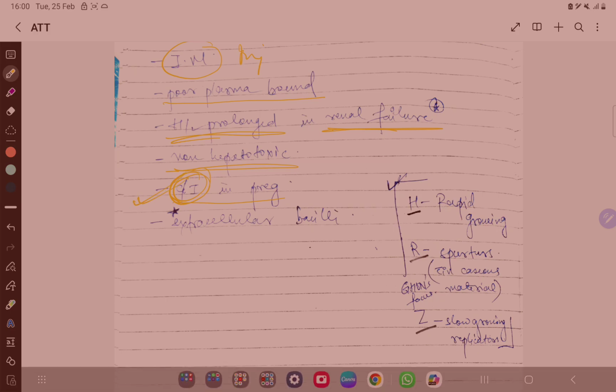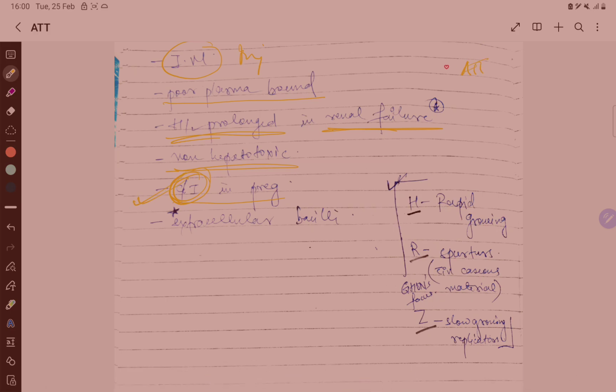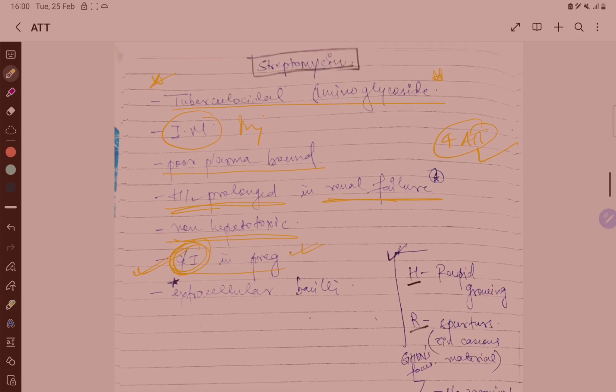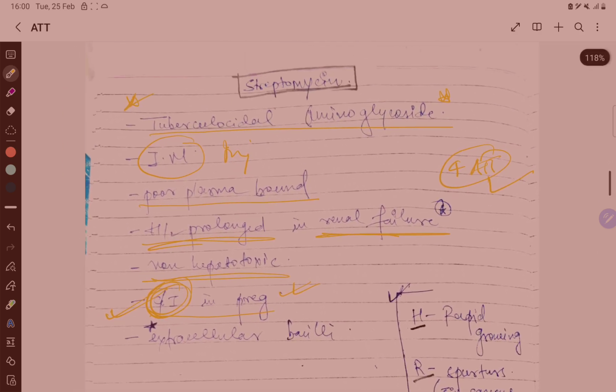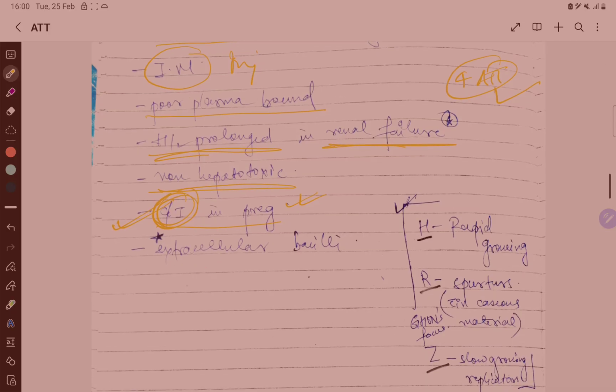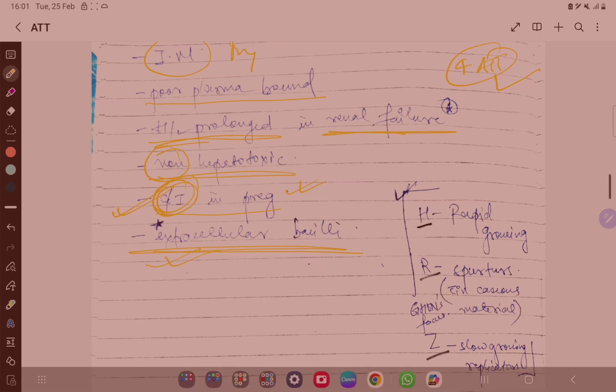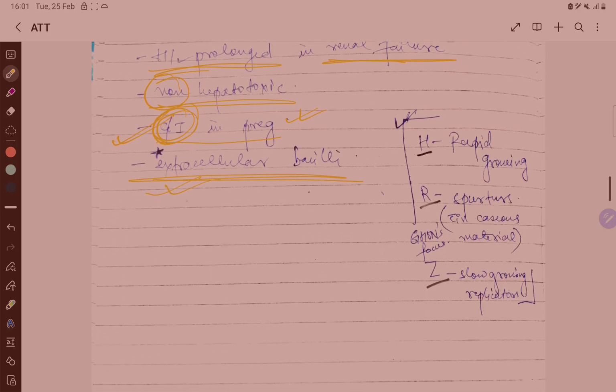Again, all four ATT drugs can be given in pregnancy, but not streptomycin, right? That's why it was removed from the first line. It acts only on the extracellular bacilli. It is also non-hepatotoxic. So there's a concept of where each drug is working.